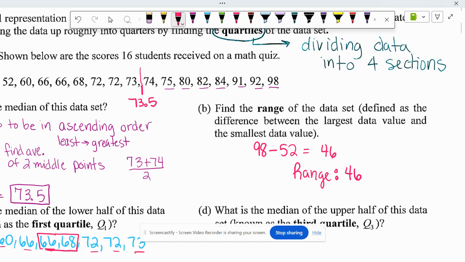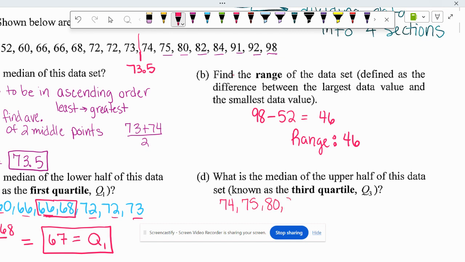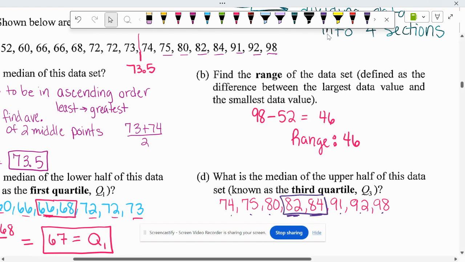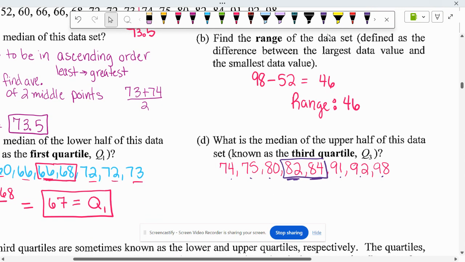So I'm going to rewrite these numbers. To find the median of the upper half, I'm looking at the numbers 74, 75, 80, 82, 84, 91, 92, and 98. We know that there are 8 numbers, 1, 2, 3, 4, 1, 2, 3, 4. So these are the 2 numbers that I'm taking the average of. Or you could ask yourself, what number falls right in between 82 and 84?